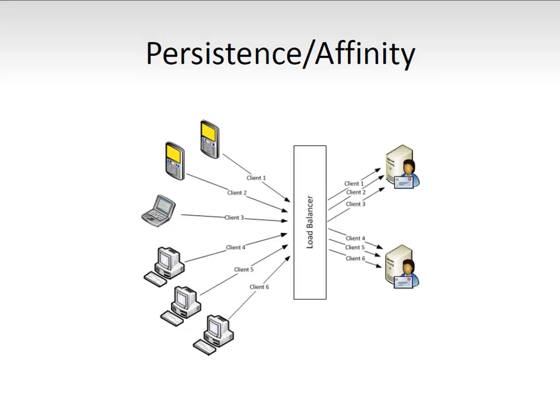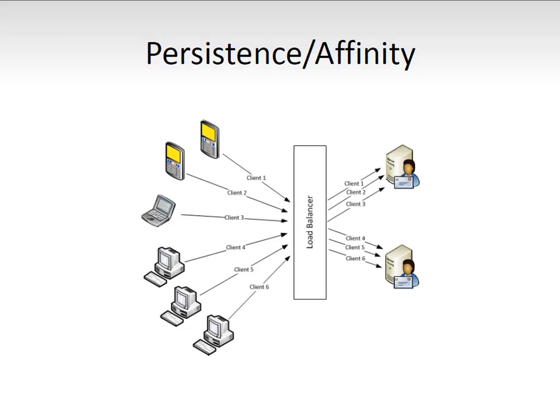Now basically, persistence means that when a request comes from client 1, all subsequent traffic from client 1 will be handled by the same client access server. So in other words, the traffic does not flip back and forth between different client access servers, which may break stateful connections such as those made by Outlook Web Access or Outlook itself.